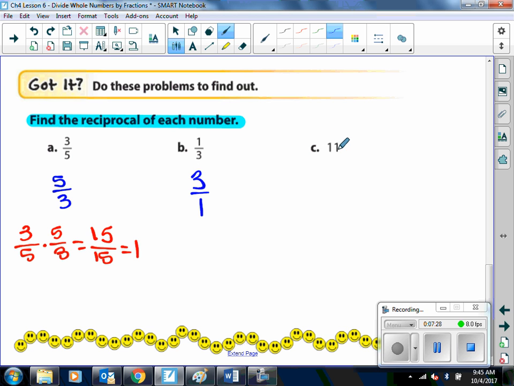The reciprocal of 1/3 would be 3 over 1. Perfect, 3 over 1. And here with 11, remember, if you can't visualize it, just make sure you put it over 1 so you can. And then you're going to flip that to get the reciprocal, which is 1 over 11.